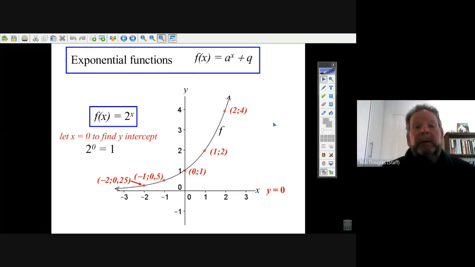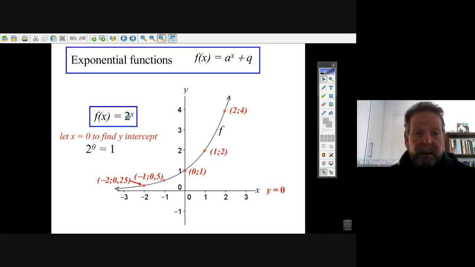Okay, this is an introduction to the last function that we have to look at, called the exponential function. This is the general form: something a to the x power plus q. But right now we're just going to start with a basic one, the first one to look at, and it's just y equals 2 to the x power.